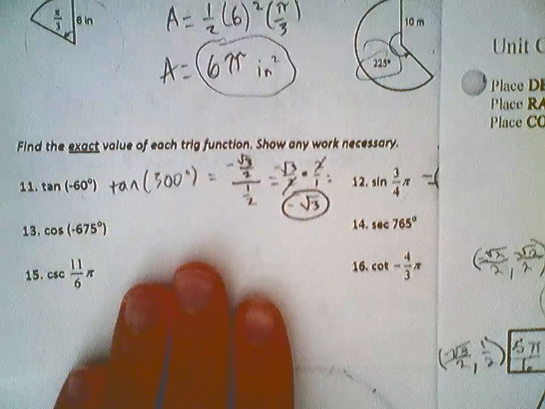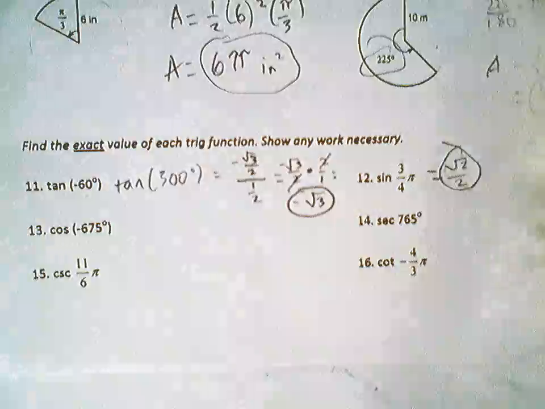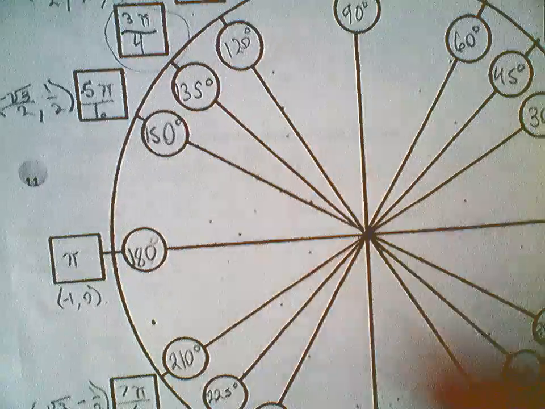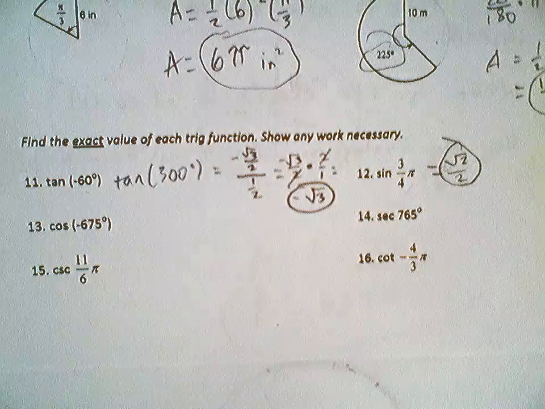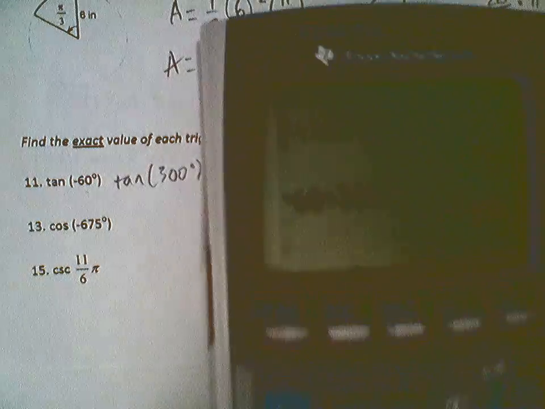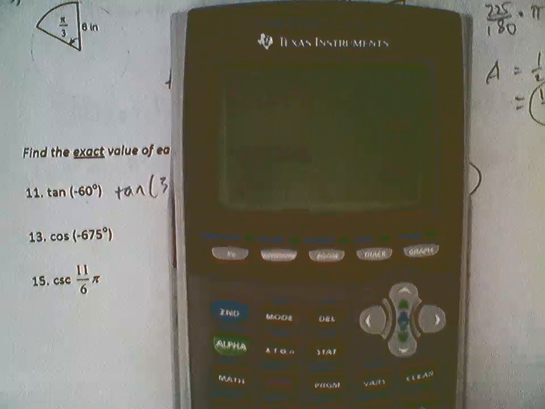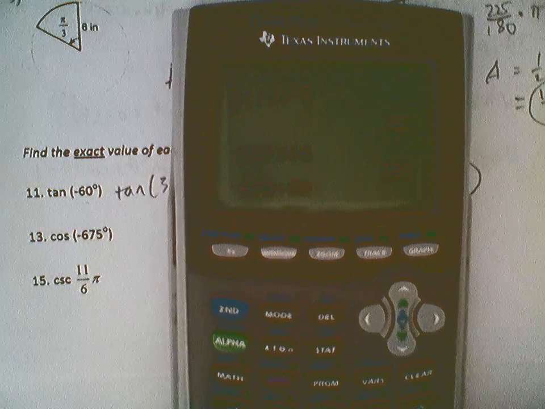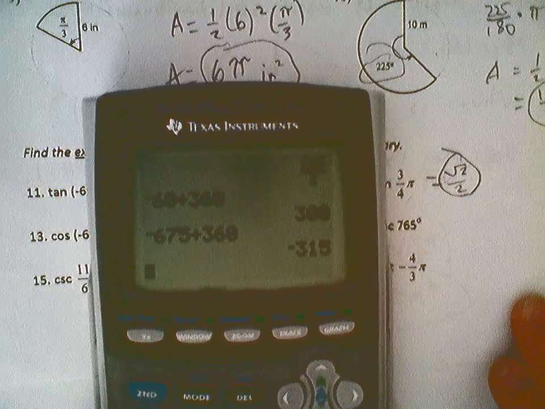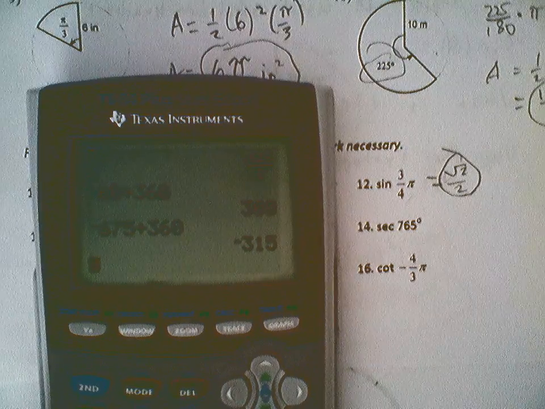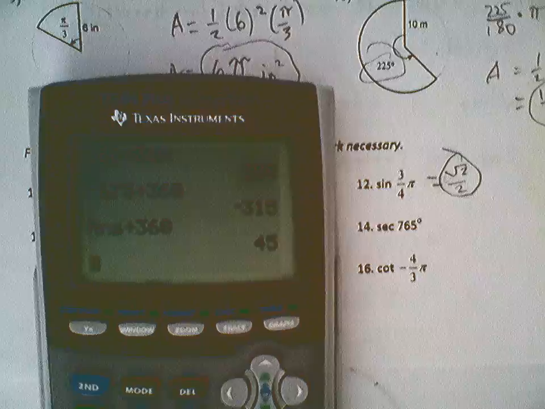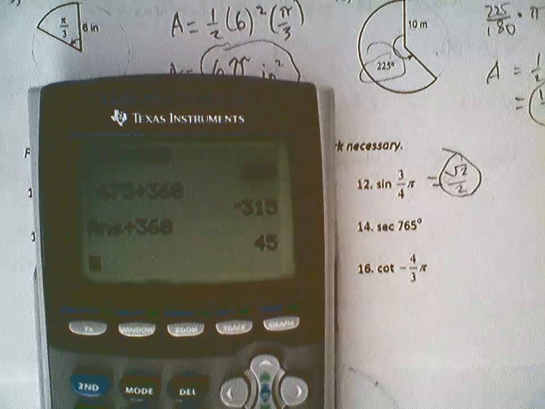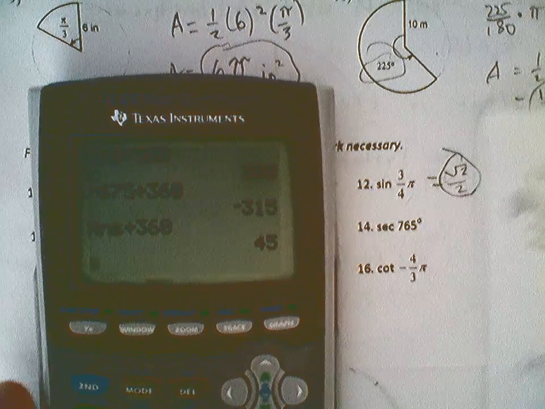Alright, moving on, cosine of negative 675 degrees. That angle is definitely not anywhere on here, so let's figure out which angle it matches up with. So negative 675 plus 360. So we get negative 315. That's still not on there. So let's add 360 again. So we get 45. So that's the angle that we're looking at.